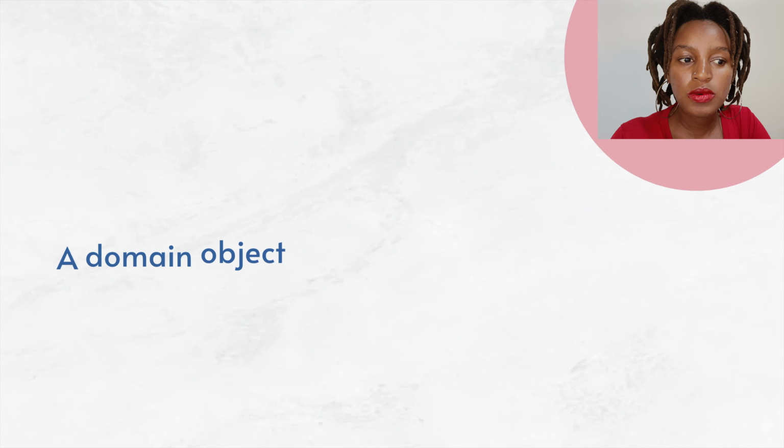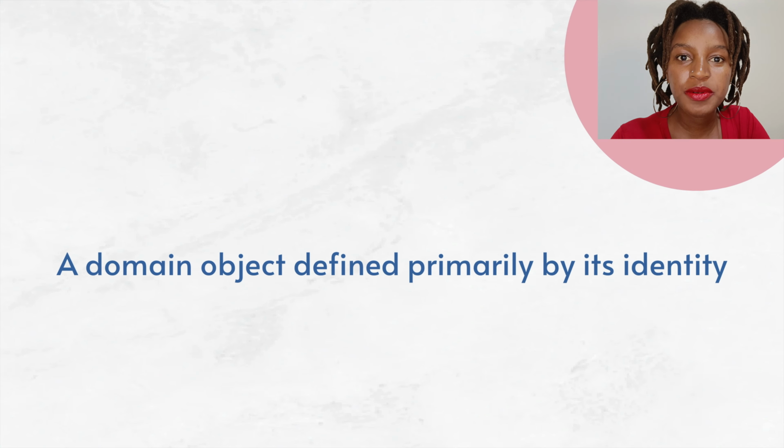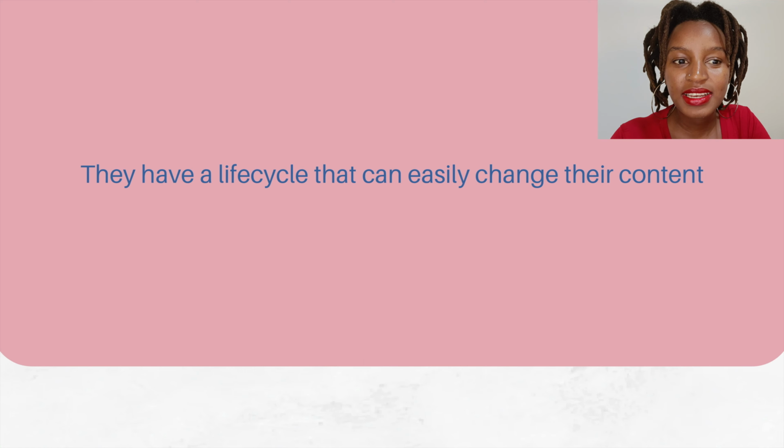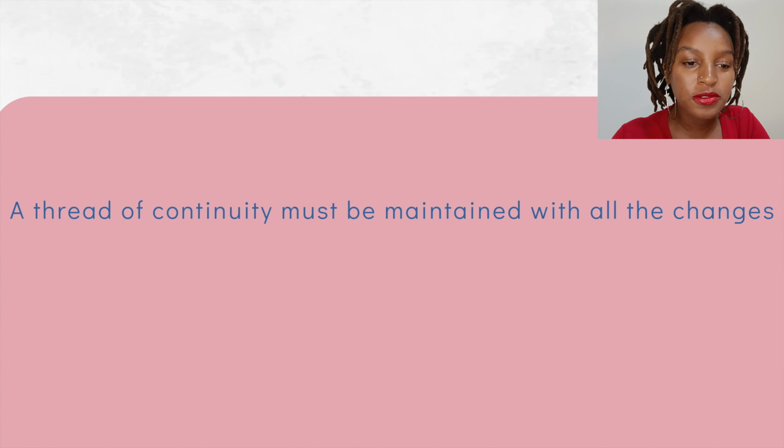Today let's look at entities in more detail. What are they? It's a domain object defined primarily by its identity. We're going to see that in a few. They have a life cycle that can easily change their content. A thread of continuity must always be maintained with all these changes that are going to take place in an entity. We're going to see an example of this.